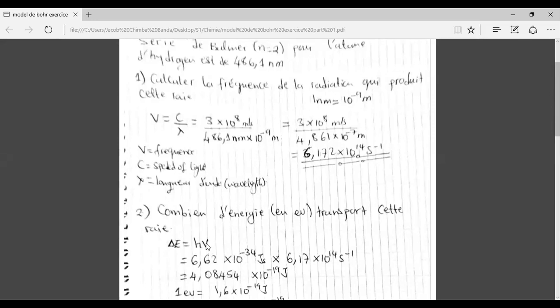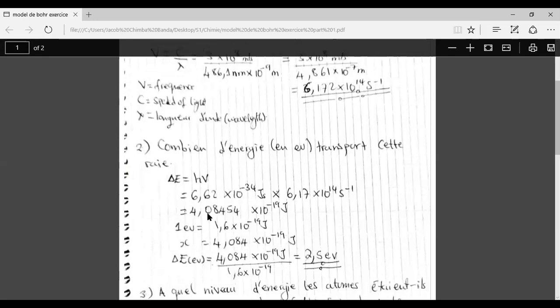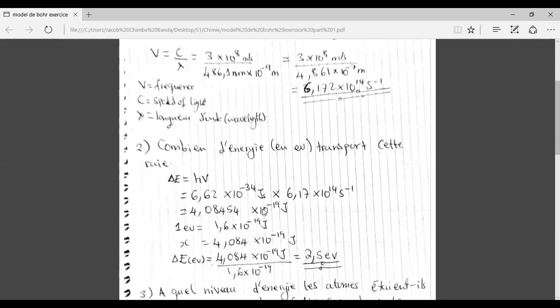Now you have already calculated your frequency, and your h will always be a constant, which is 6.62. So if you know your h and you have already calculated your frequency, then you just go direct to find your energy. When you multiply 6.62 times 10 to the power negative 34 joule seconds times 6.17 times 10 to the power 14, which you have found here, seconds negative one, the seconds cancel out, and you have 4.08454 times 10 to the power negative 19 joules.